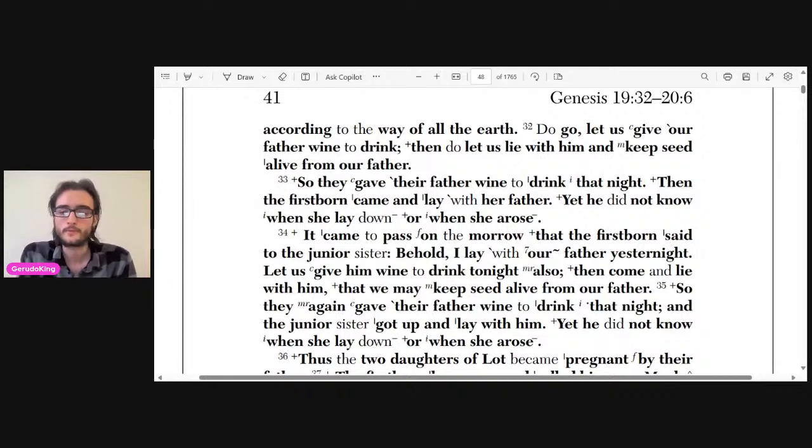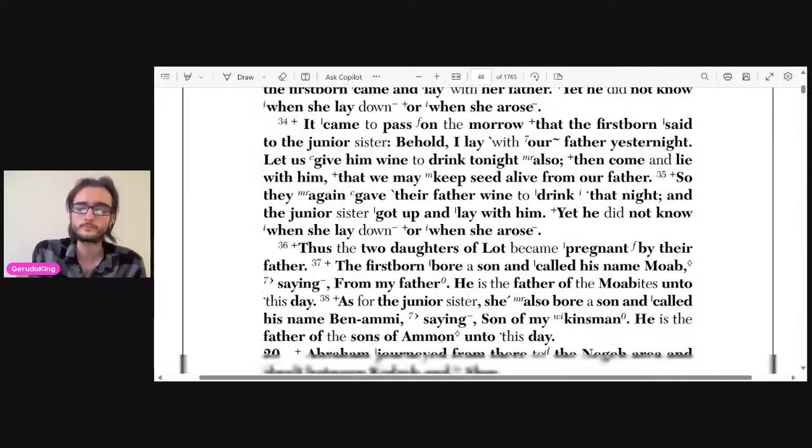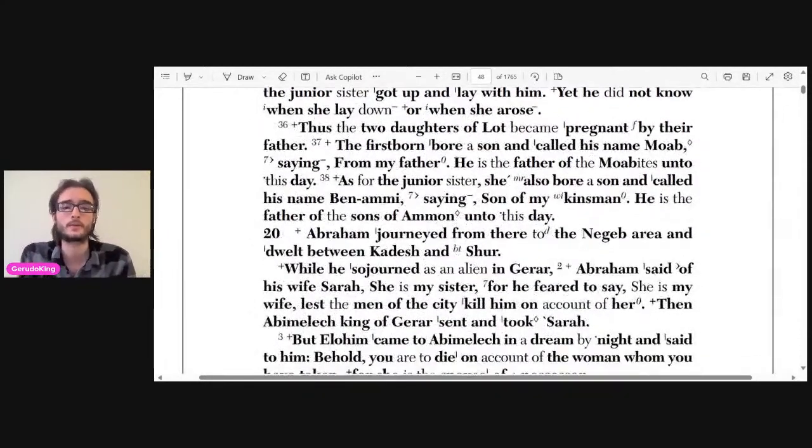So they again gave their father wine to drink that night. And the junior sister got up and lay with him. Yet he did not know when she lay down or when she arose. Thus the 2 daughters of Lot became pregnant by their father. The firstborn bore a son and called his name Moab, saying, "From my father." He is the father of the Moabites unto this day. As for the junior sister, she also bore a son and called his name Ben-Ammi, saying, "Son of my kinsman." He is the father of the sons of Ammon to this day.